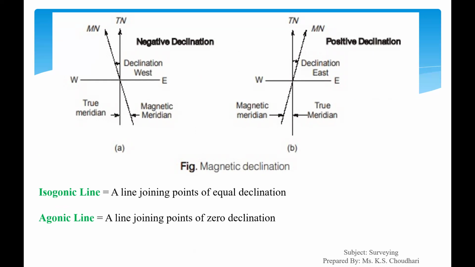As we discussed the types of declination in the previous slide, here is the diagram of that. In diagram A, you can see the western declination, which is negative in nature, and in diagram B, you can see the eastern declination, which is positive in nature. Now, the agonic line. A line joining the points of equal declination is called isogonic line, and the line joining the points of zero declination is called agonic line.